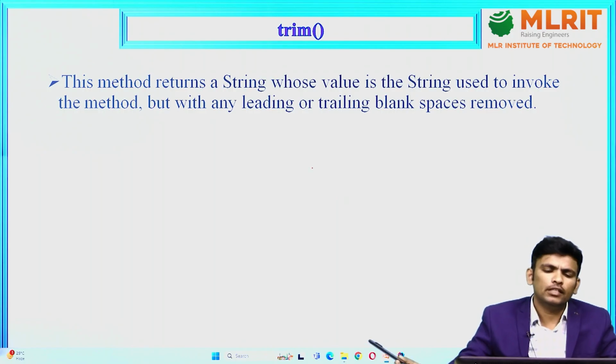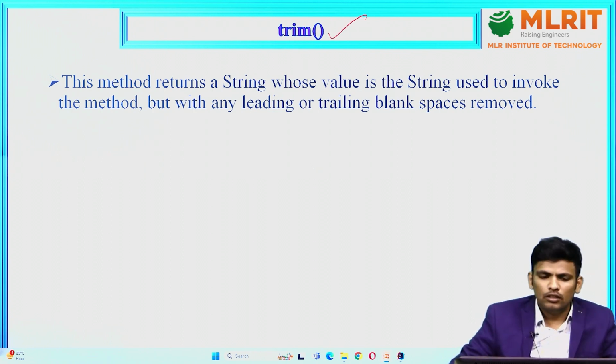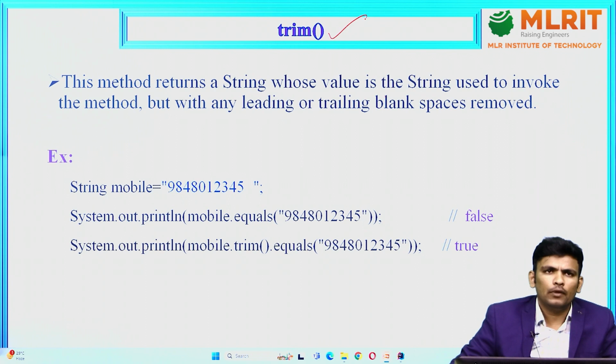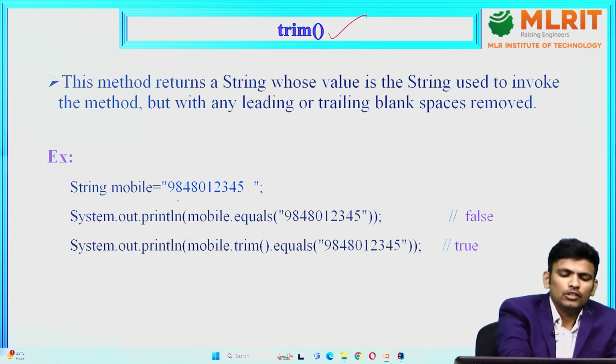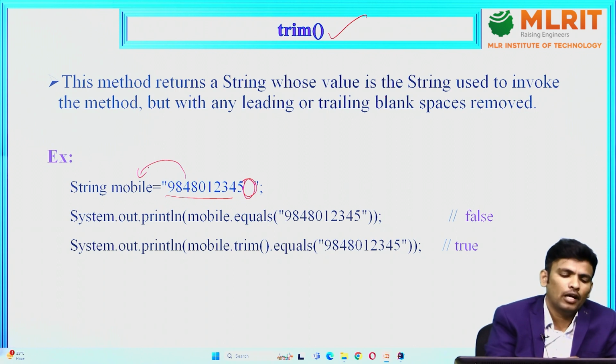So the trim method means, as the name mentions, using the trim method you can trim all unwanted spaces, both the trailing and leading spaces. If you want to remove the unwanted spaces on both ends, we need to use the trim method, simple. Here I have a small snippet: a string 9848012345 and one extra space at the end. This space I want to remove, and this string I am assigning to mobile.